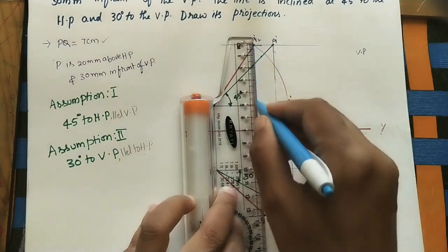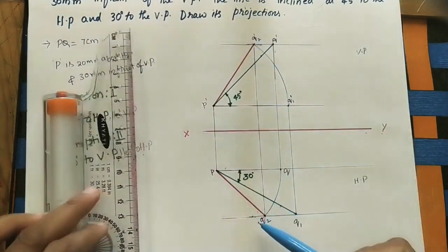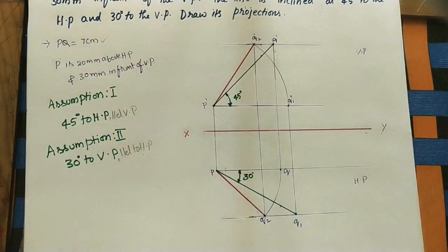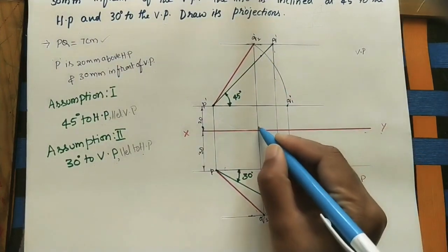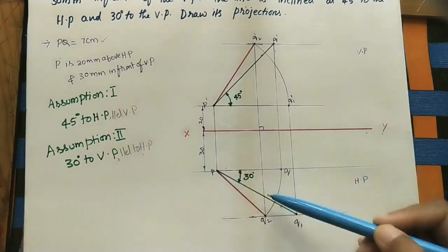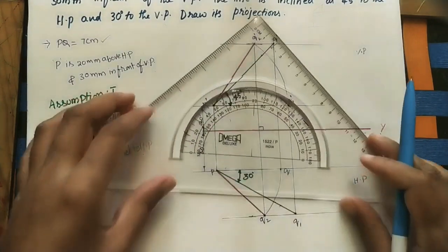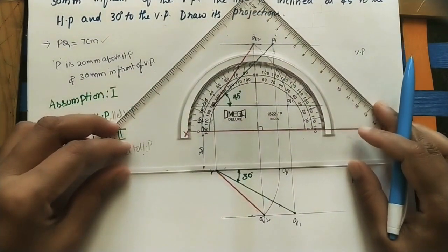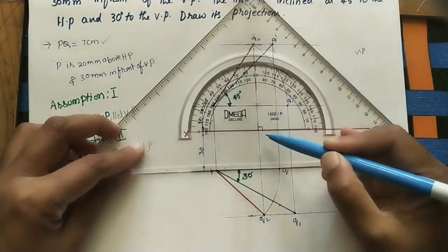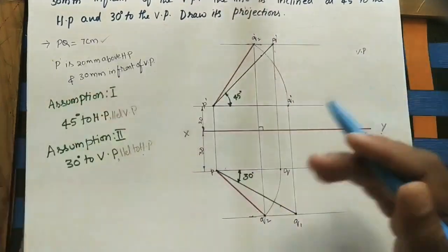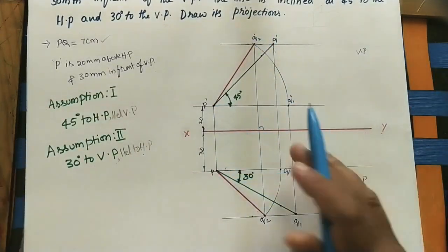If you join here, okay, so Q2 dash and Q2 are coming on the same projector line, and Q2 dash and Q2 should come on the same line. It is perpendicular to the XY line. Check whether it is making 90 degrees or not by using a protractor. If it is making 90, whatever answer we got, it is the correct one. Okay. So this is making 90 degrees. That's why whatever lengths are coming, it is the correct answer.